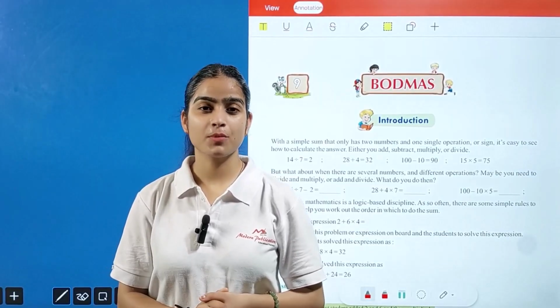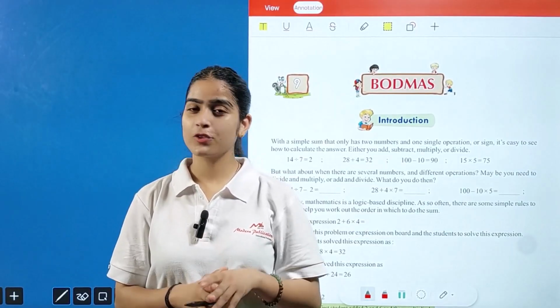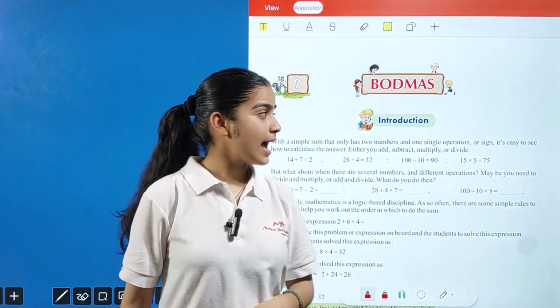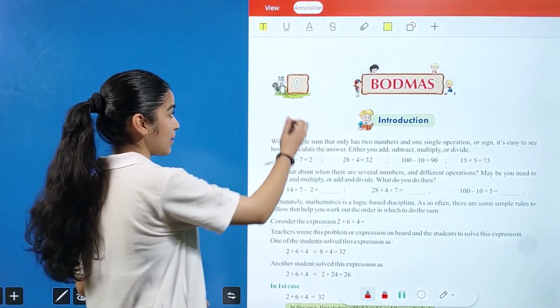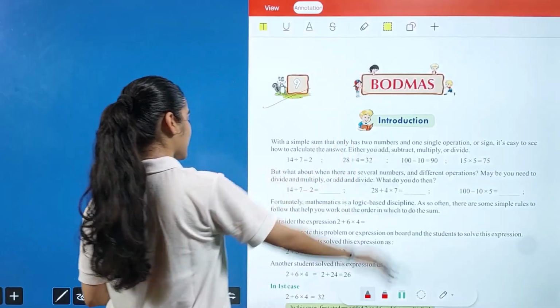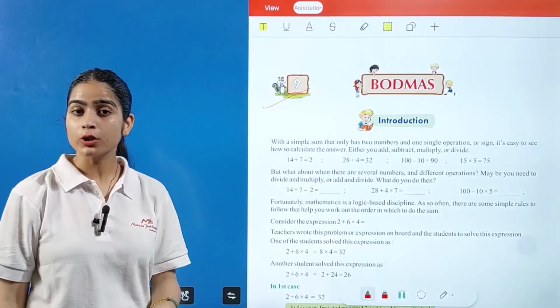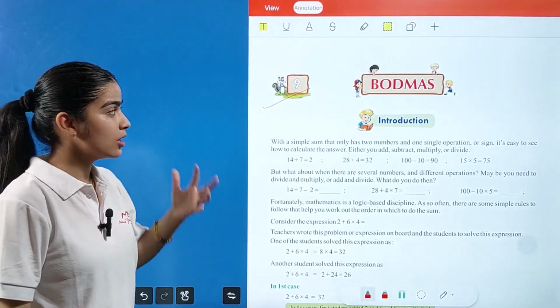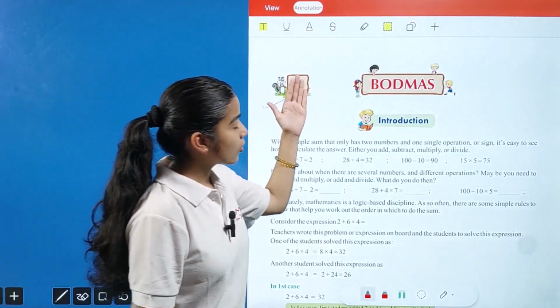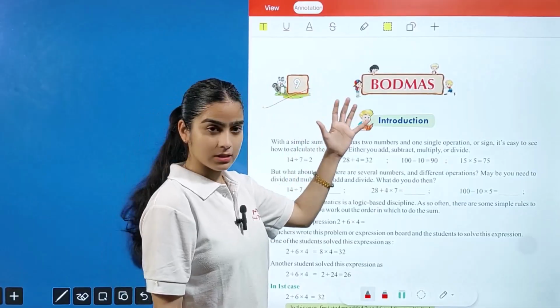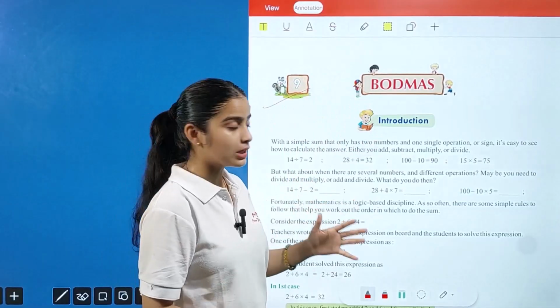So students, I'm your mathematics educator again here with a new chapter and a new concept. Today we are going to learn about chapter number 9, which is BODMAS. We are going to learn how to solve our questions and what rules and regulations we have to follow according to BODMAS. This word has a separate meaning for each letter.